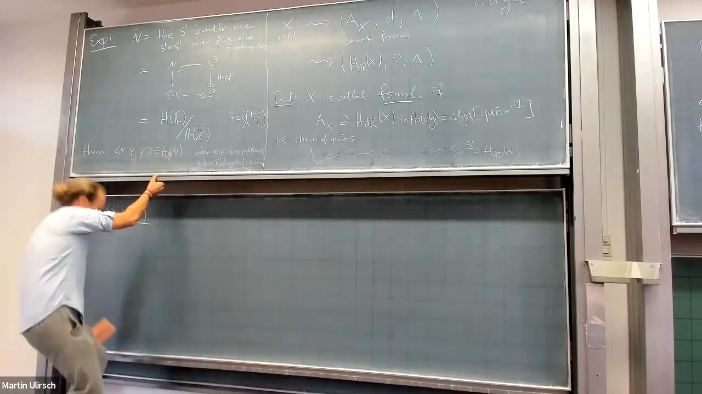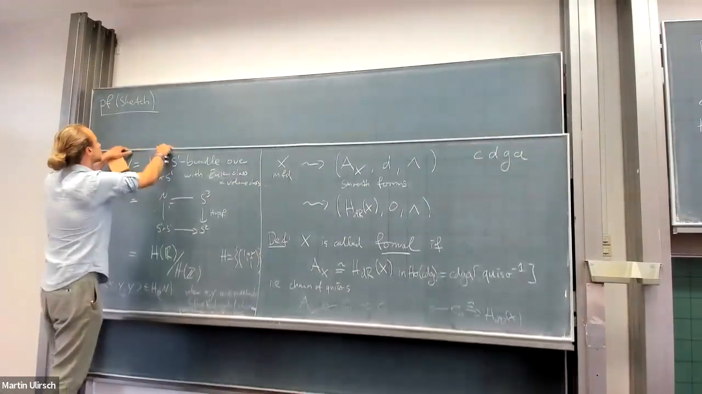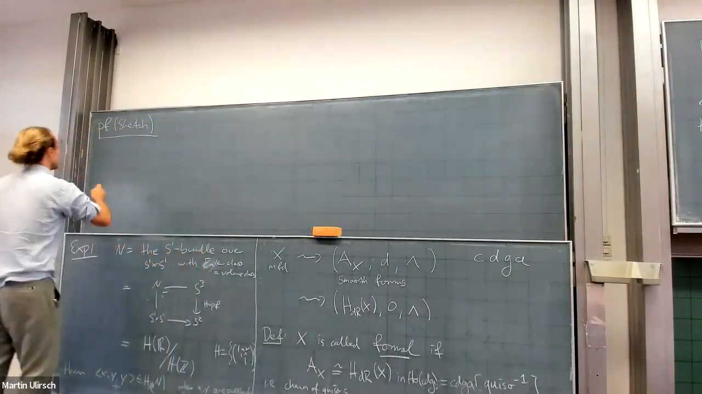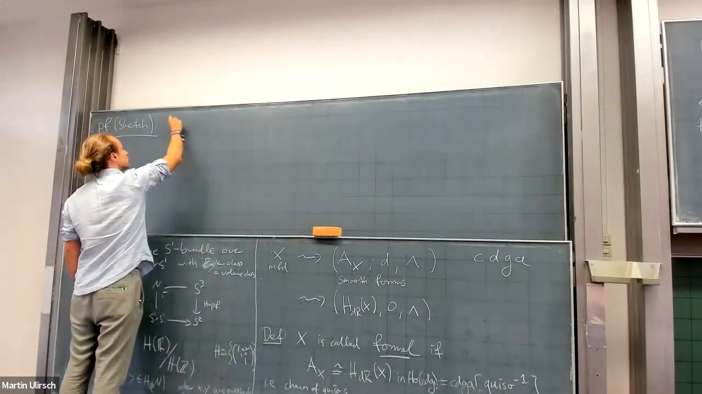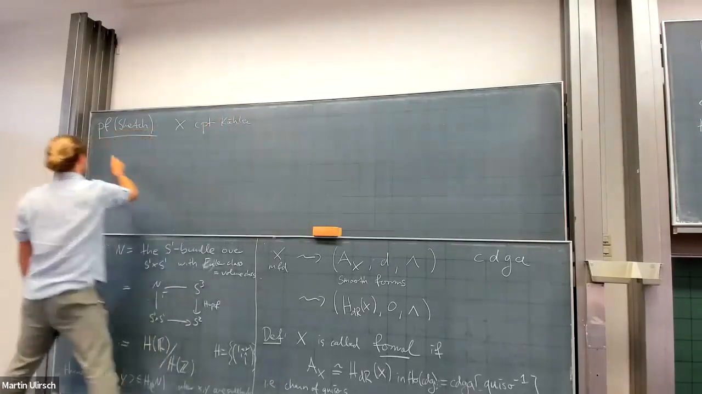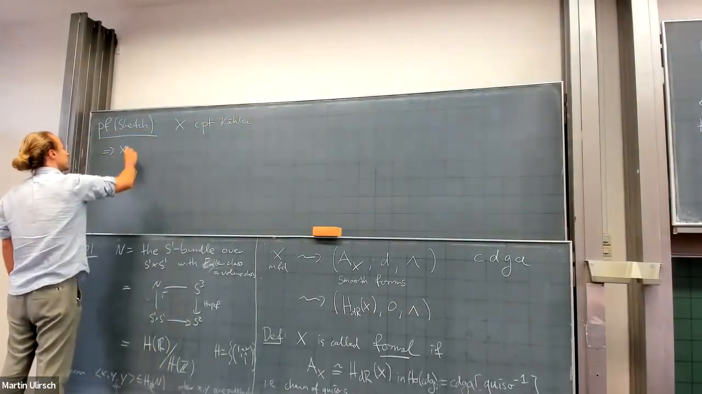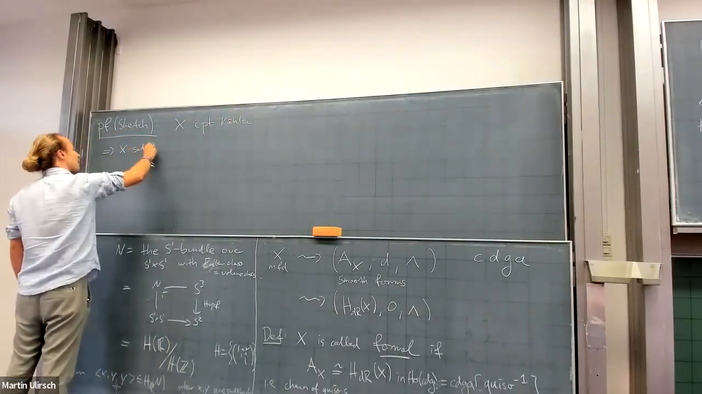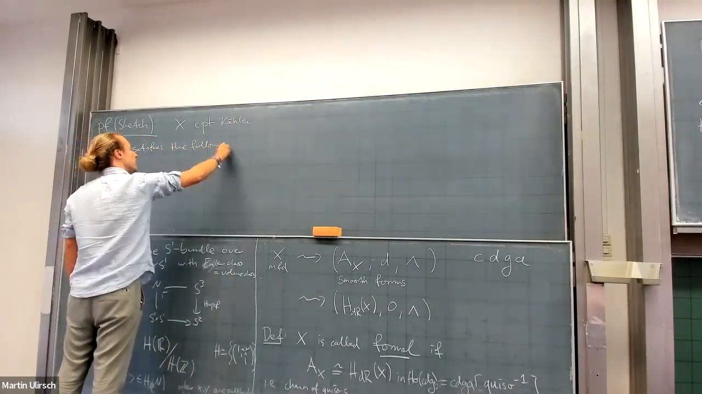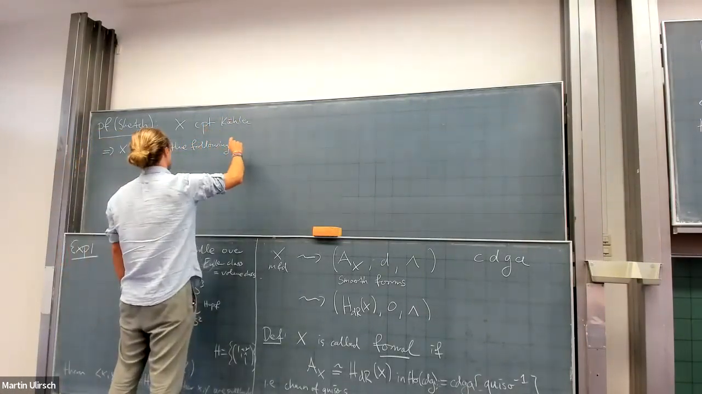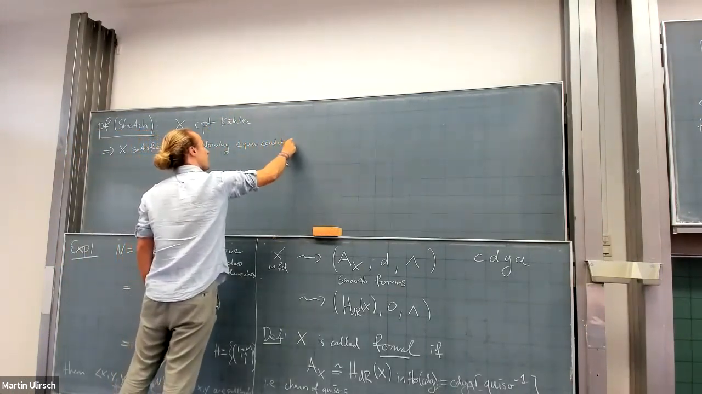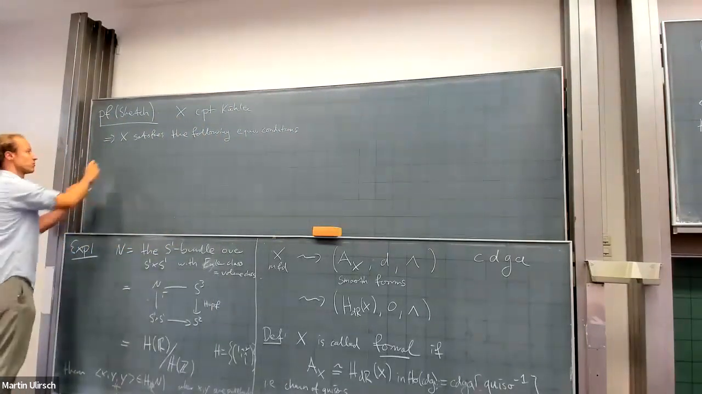So a compact Kähler manifold satisfies the following equivalent conditions that you will recognize as the so-called DD bar lemma. And I want to give three equivalent characterizations of this.